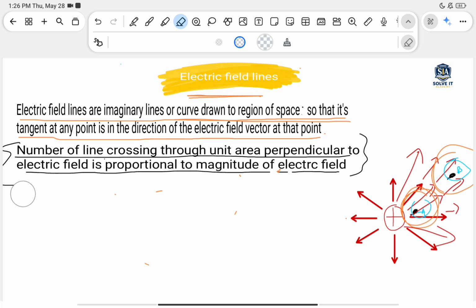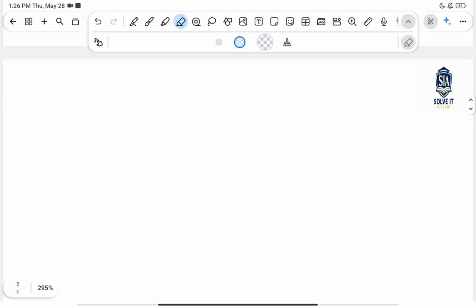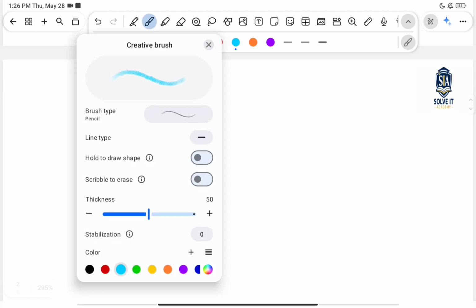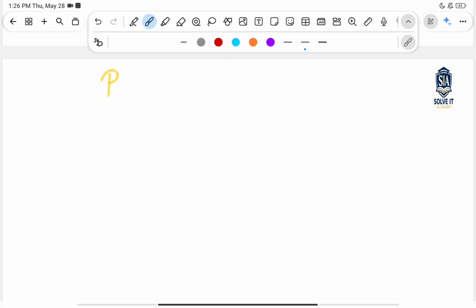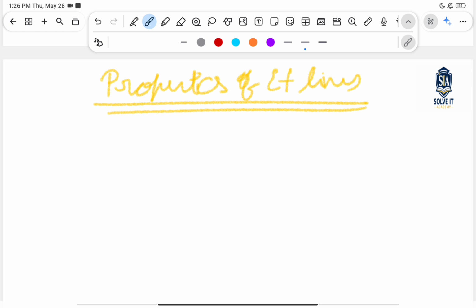So this was about electric field lines. Now we will move to the properties of electric field lines. In all competitive examinations, we can see questions based on the density part, which we had seen just before, and also on the properties of electric field lines. This is also an important topic itself. So now let us see the topics one by one.